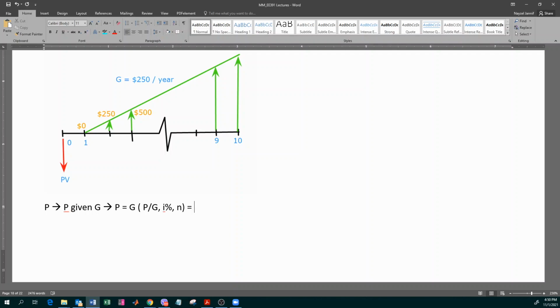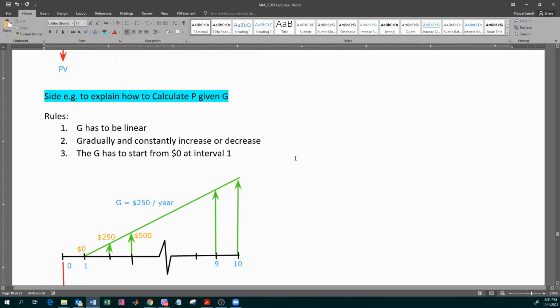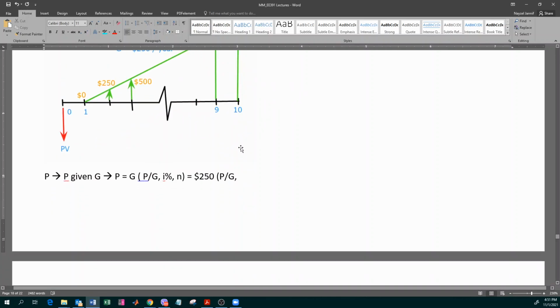Let's now go ahead and calculate this. Our G in this particular example was $250, and P given G is the name of the formula. I forgot to mention the I. Let us assume I is equal to 6.5%. And what is our N? Our N is 10 intervals.